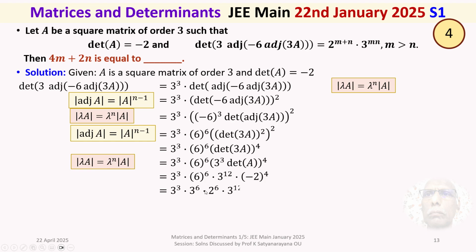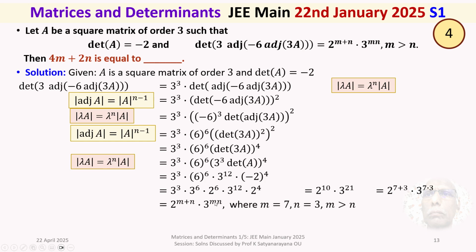Now 3 cube into 6 to the power of 6, we have written as 3 power 6 into 2 power 6 into 3 power 12 into 2 to the power of 4. And this is 2 to the power of 10 into 3 to the power of 21. Yes, add the indices. This you have to write as 2 to the power of m plus n into 3 power mn. So m plus n means 10 can be written as 7 plus 3, and mn, 7 into 3 is 21. So therefore, this is 2 to the power of m plus n into 3 to the power of mn.